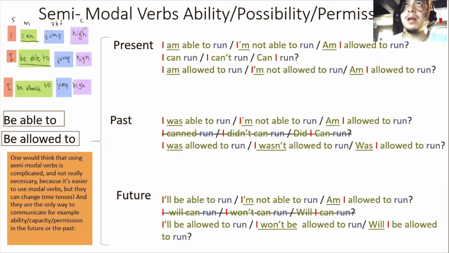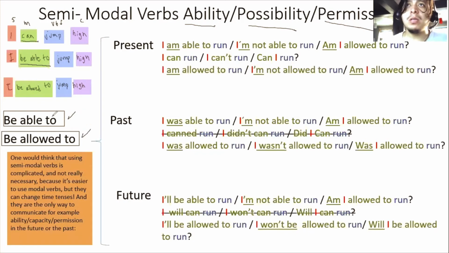They are very similar in the fact that they are speaking about ability, possibility, or permission. Okay? When you're using can, it means ability, possibility, or permission. When you're using be able to or be allowed to, you're speaking about ability, possibility, or permission. What is the difference between be able to and be allowed to?